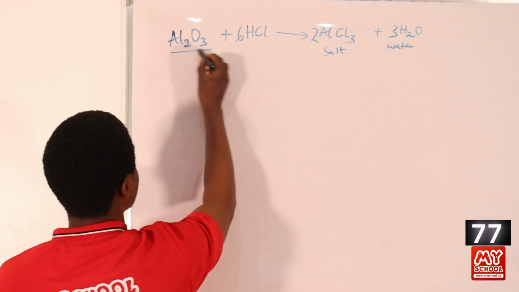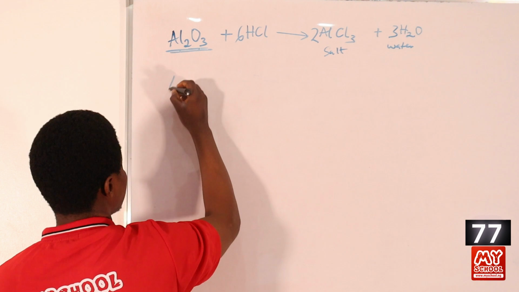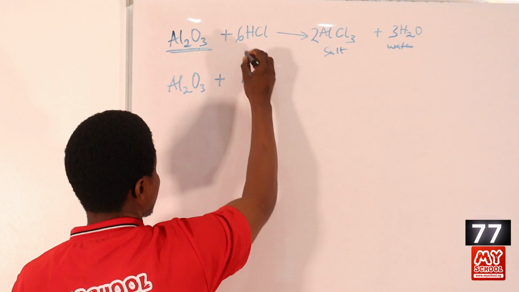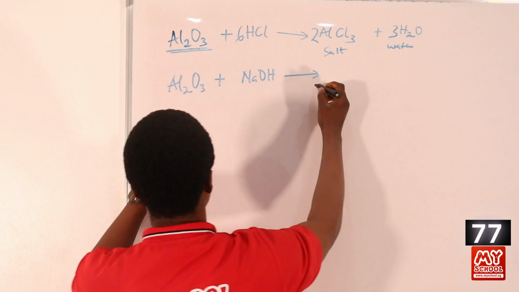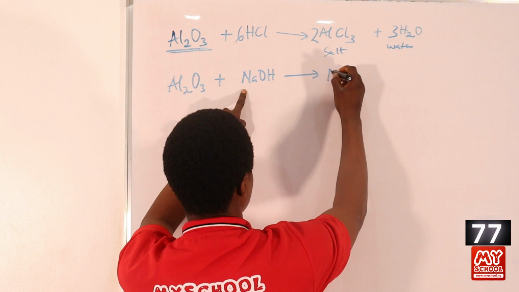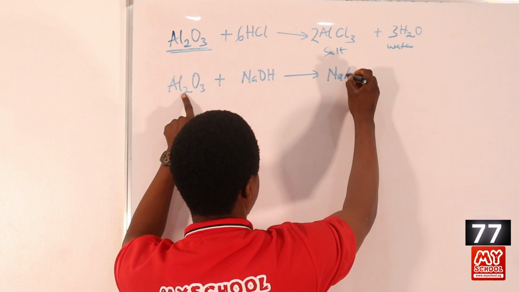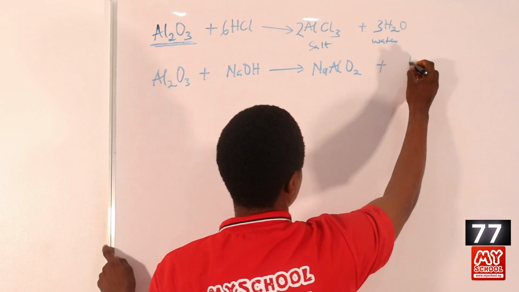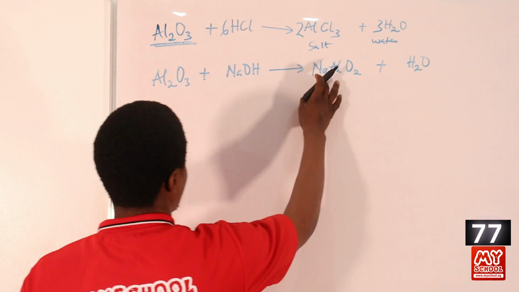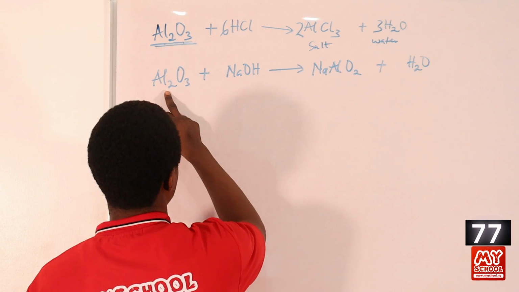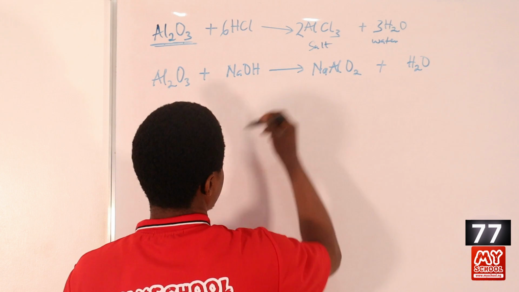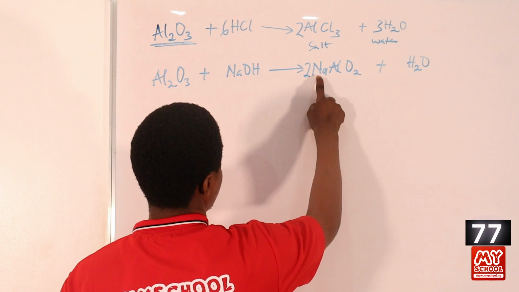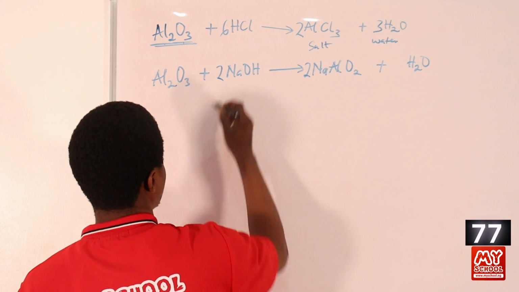The same oxide of aluminium can still react with a base, and still form salt and water. So we are going to have sodium hydroxide, Al2O3, then we have NaAlO2 formed here, plus H2O. So we can balance this. This is the salt we are going to have here. Aluminium is 2 here, aluminium is 1 here, so we have 2 here, that balances. Oxygen is 4 here, sodium is 2 now, sodium is 1 here, so we can have 2 here. Let's see.